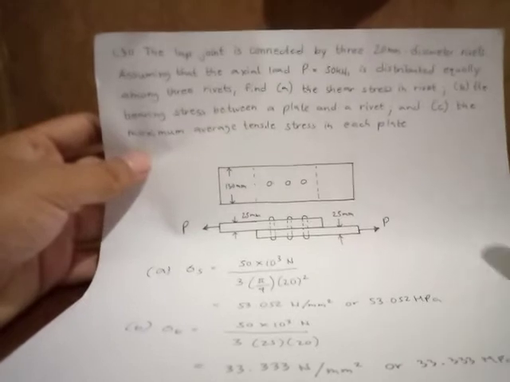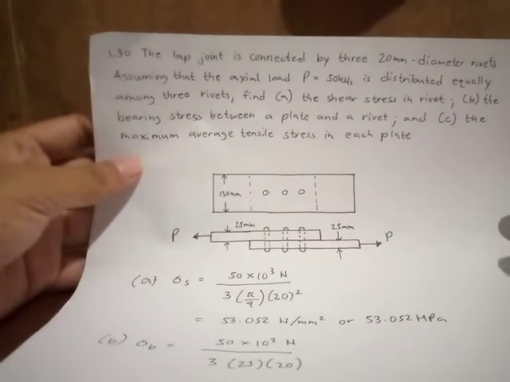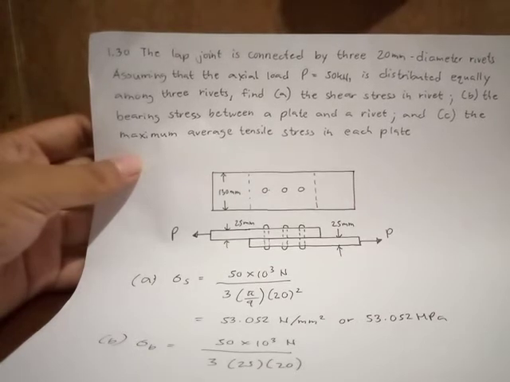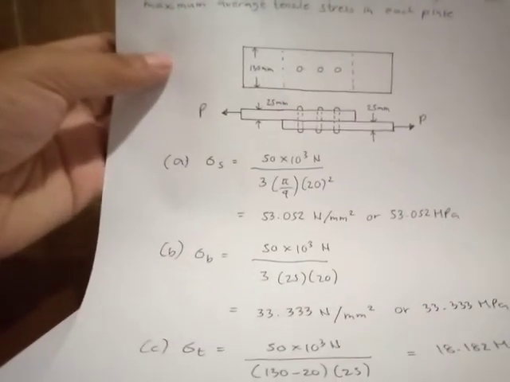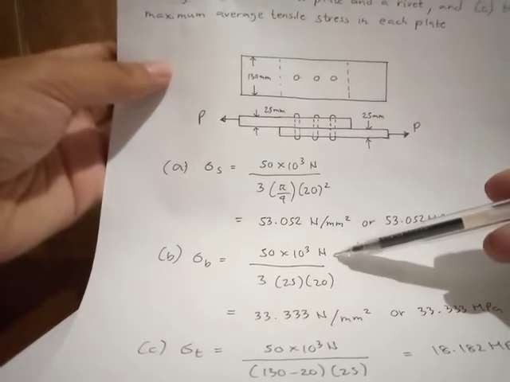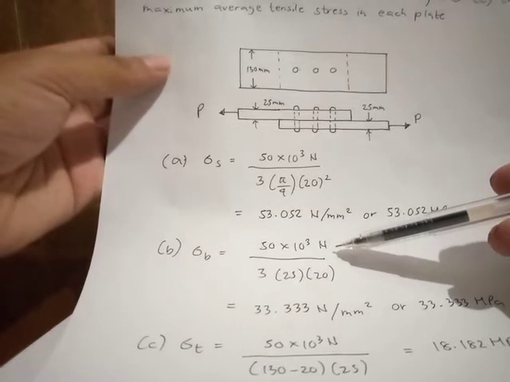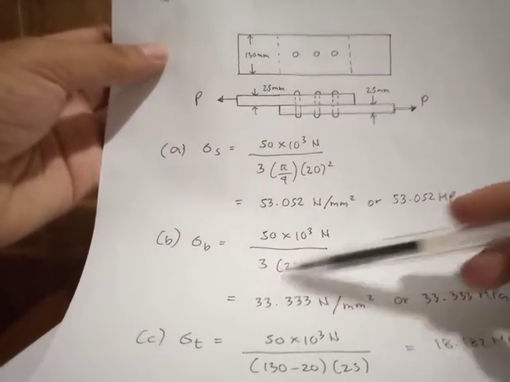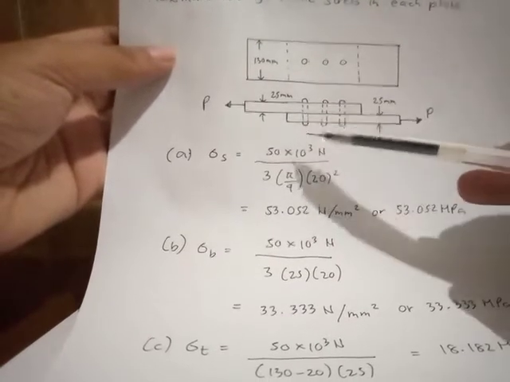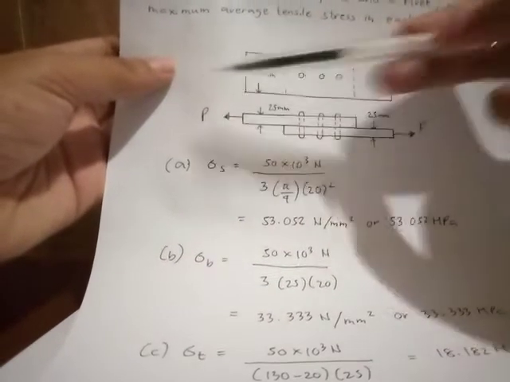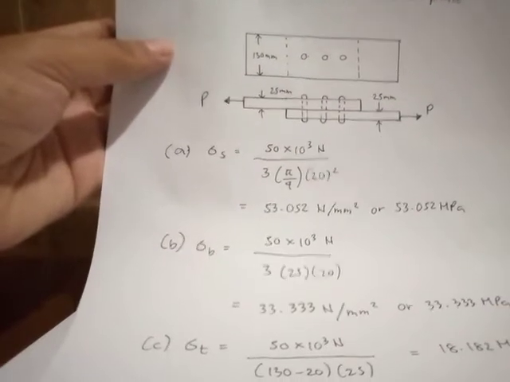What is asked in letter B is the bearing stress between a plate and a rivet. Unlike in letter A, where we used the cross-sectional area of the three rivets, we use a different area here, but the force is the same, which is P. Again, there should be a times 2: 2 times 50 times 10 to the third over 2 times 3 times 25 times 20. Because there are three at the top, there are also three at the bottom, but each of them experiences a force of P. So the 2 in the numerator and denominator cancel out.